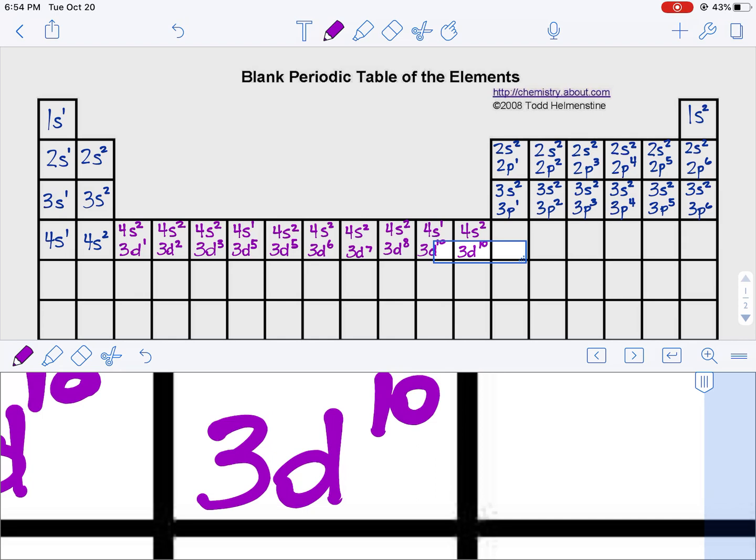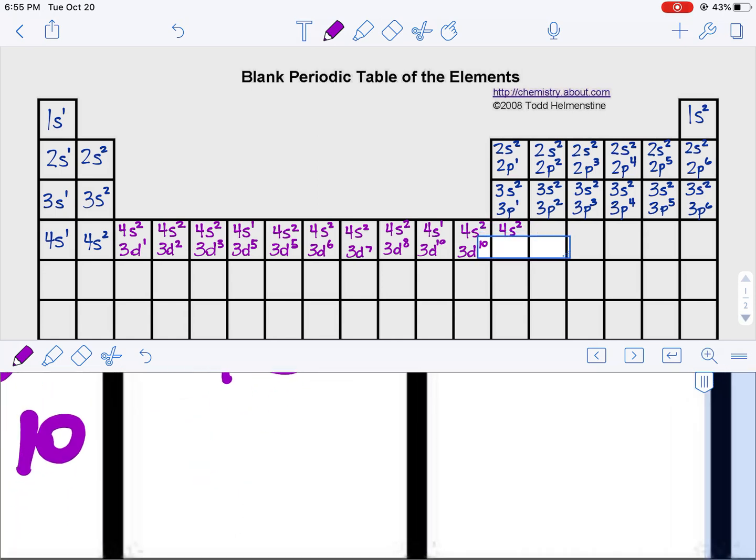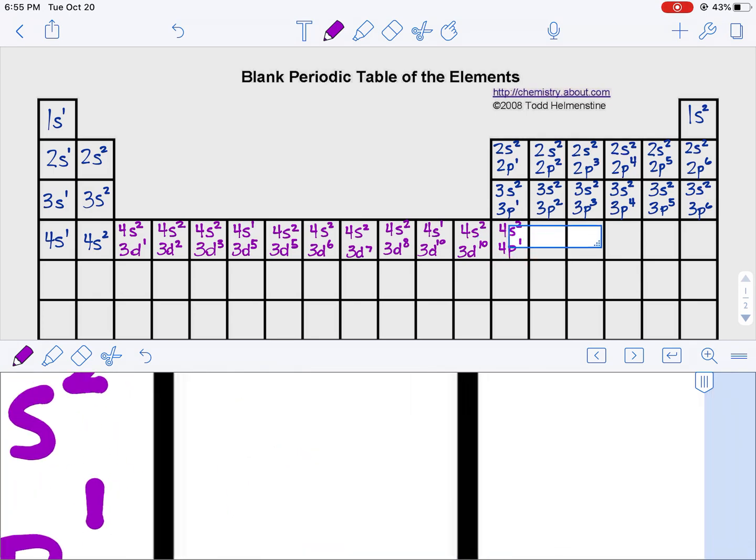And now what about our 31st electron? What will the valence shell electron configuration notation look like? It'll look like 4s2, 4p1. Let's finish out this row.